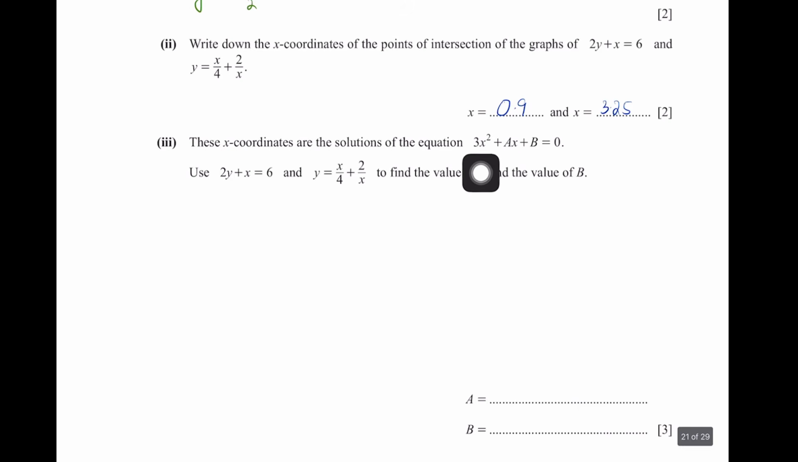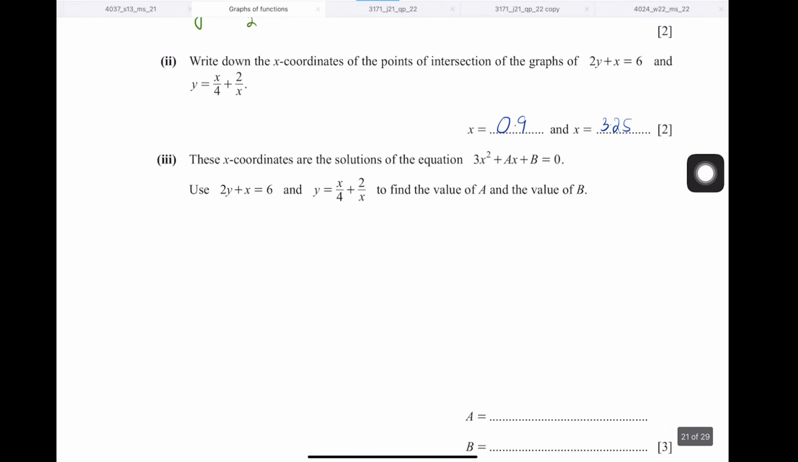Okay, what exactly is this equation representing? This equation is representing these x coordinates are the solutions of the equation. That means this equation that you will get by basically solving the two equations simultaneously. And notice that this equation is in terms of x. That means you have to make y the subject and then equate both the equations.